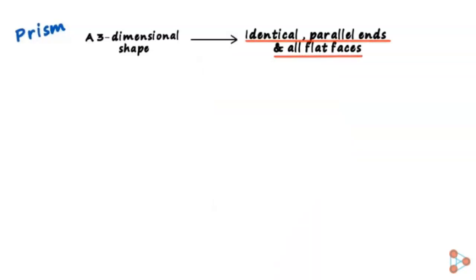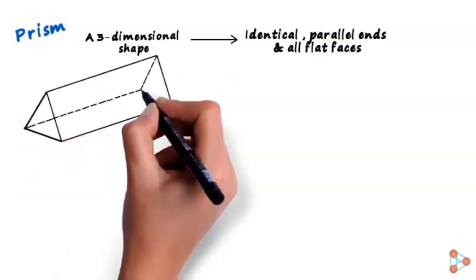Well, it's the most confusing definition ever. Identical, parallel, flat, there are just too many things. So forget the definition for now. Let's just look at figures and understand prisms. Look at this 3-dimensional figure.